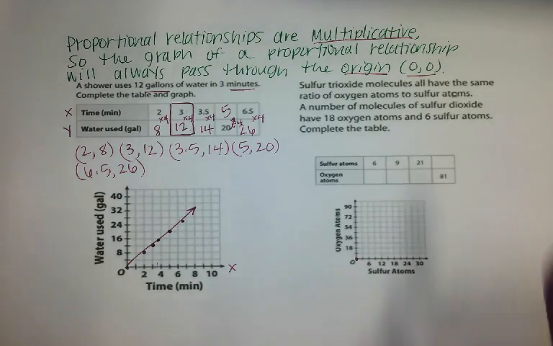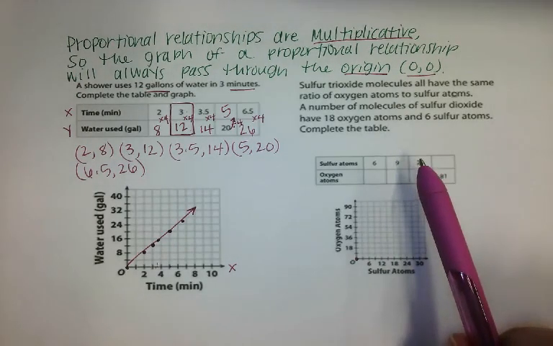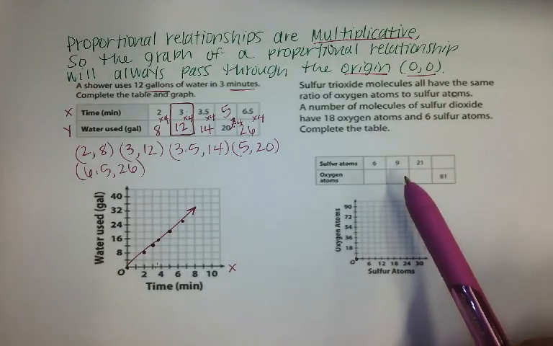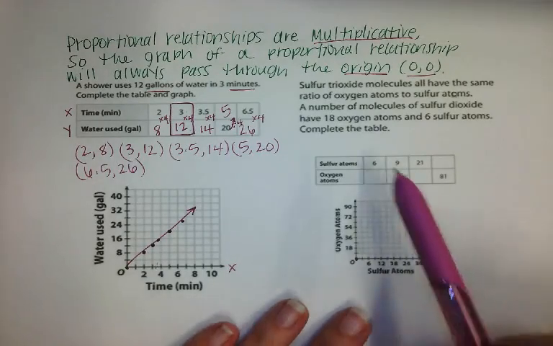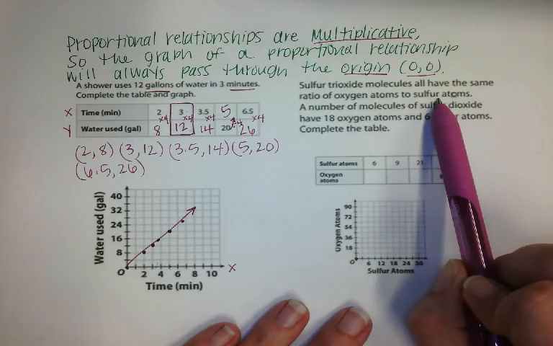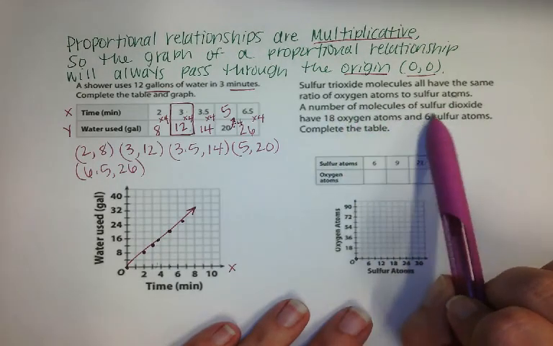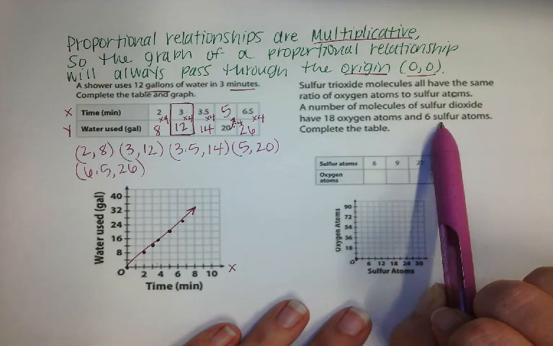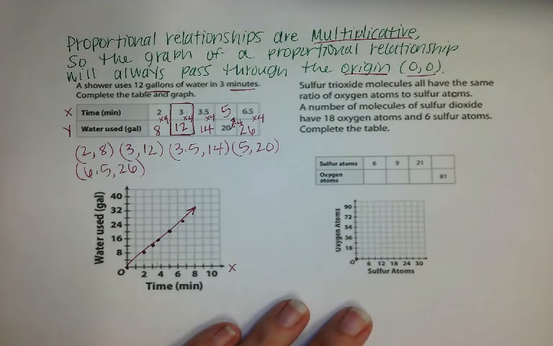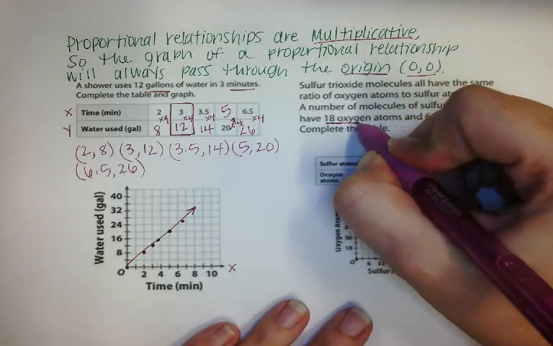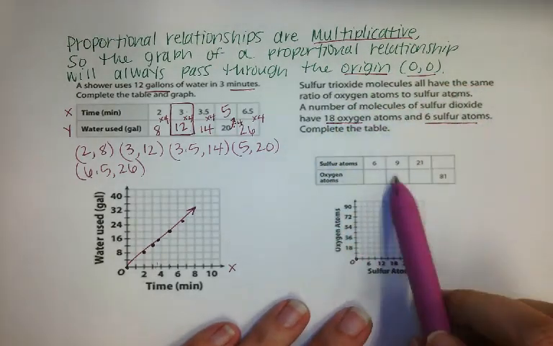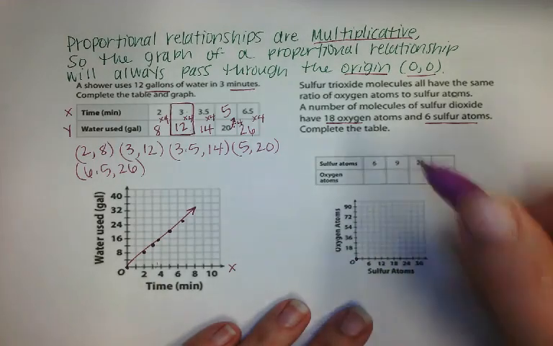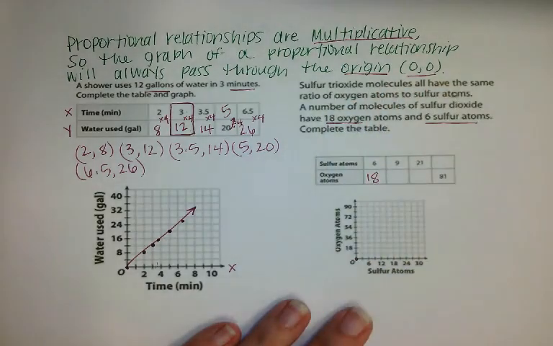Okay, let's take a look at this situation. Sulfur trioxide molecules all have the same ratio of oxygen atoms to sulfur atoms. So we're comparing oxygen to sulfur. A number of molecules of sulfur trioxide have 18 oxygen atoms and 6 sulfur atoms. Complete the table. So we want to use this information that we do know to solve for information that we don't know. So when there are 6 sulfur atoms, there are 18 oxygen atoms.